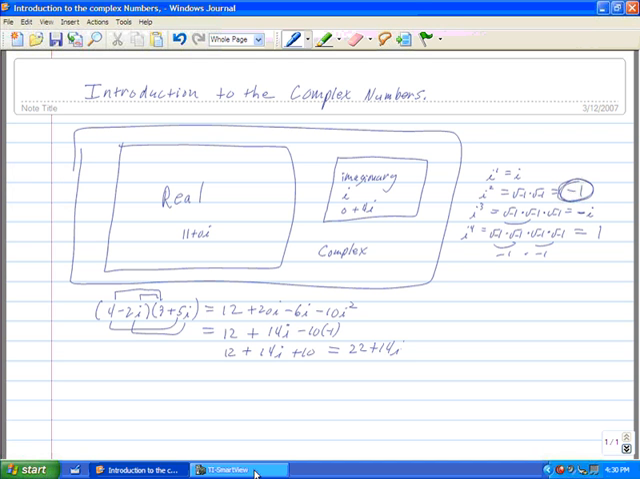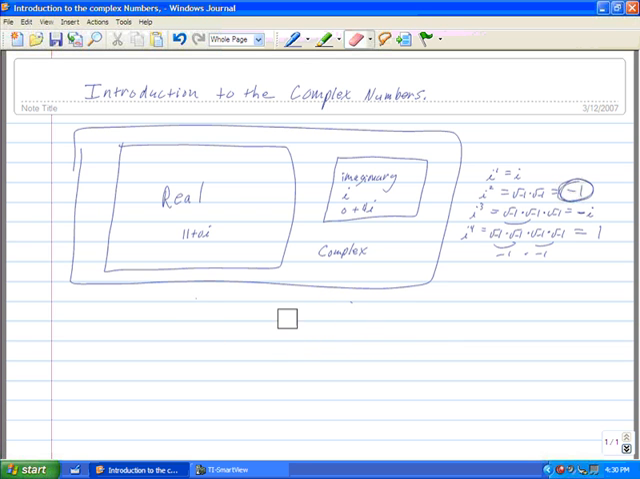So the multiplication looks just like foiling. Remember, you have to combine the i's, and the i squared becomes a negative 1. So let's try one more by hand. We will then check it on the calculator, and then I'm going to show you what type of equation can give you these types of answers. Let's take 3 minus 7i, multiply it by 2 plus 10i.